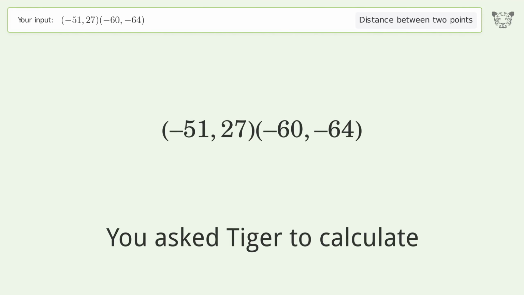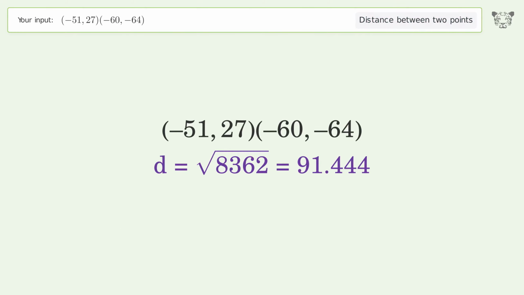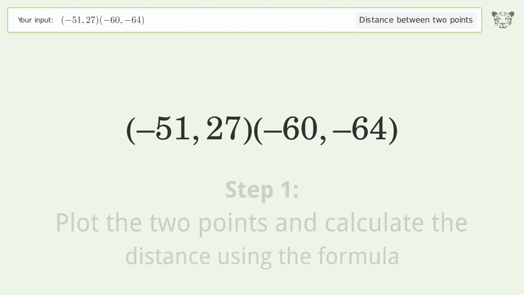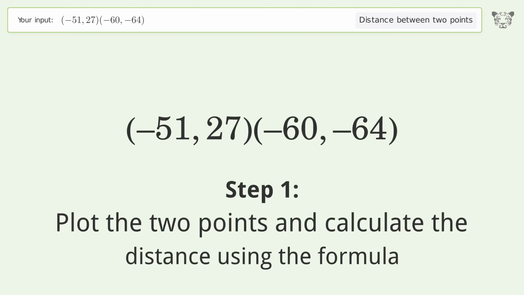You ask Tiger to calculate. This deals with the distance between 2 points. The distance between the 2 points is the square root of 8,362, or 91.444. Let's solve it step by step. Plot the 2 points and calculate the distance using the formula.